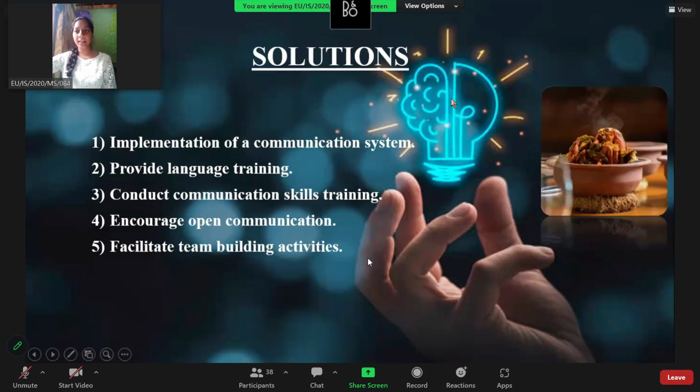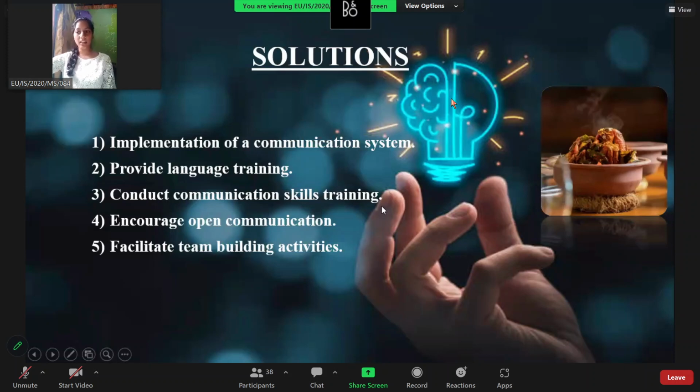First, implementation of a communication system. Under this solution, establish a clear and efficient communication system within the restaurant. This can include using digital communication tools, messaging apps, or email. Now, the second solution, provide language training. Under this solution, they can provide language training programs or language-supported service to employees.